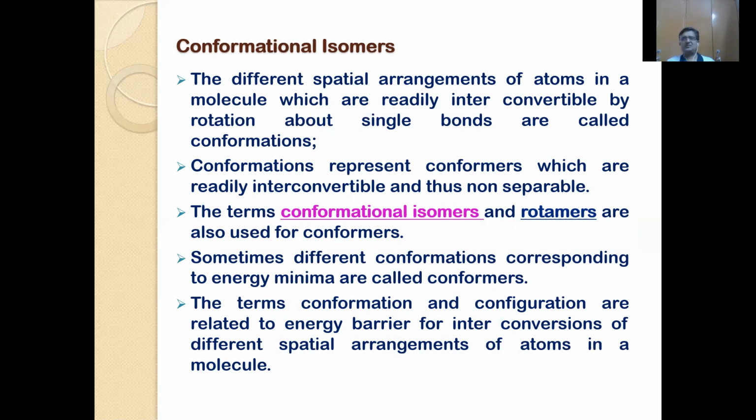It is one of the types of stereoisomerism. Here you will find different spatial arrangements of atoms or groups, that is, they are readily interconvertible by the free rotation around the carbon-carbon single bond. I said earlier, wherever there is free rotation, different structural aspects keep coming. So here they have given a definition: the different spatial arrangements of atoms in a molecule which are readily interconvertible by rotation about single bonds are called conformations. They are also called rotamers.